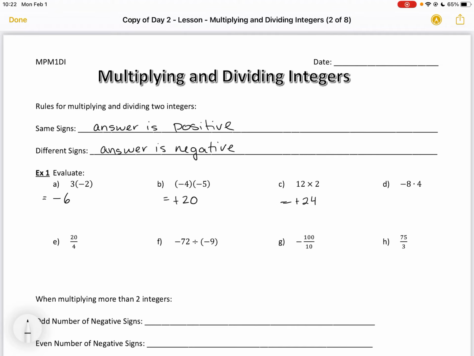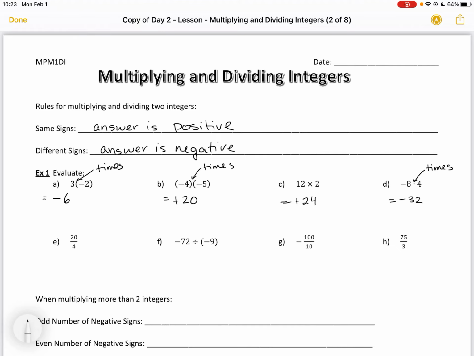And then in D, I've got minus 8 times 4. This little dot is another way of writing times, as are the brackets here, just to show you some different ways to represent multiplication. I've got two different signs, so my answer is going to be negative. 8 times 4 is 32.